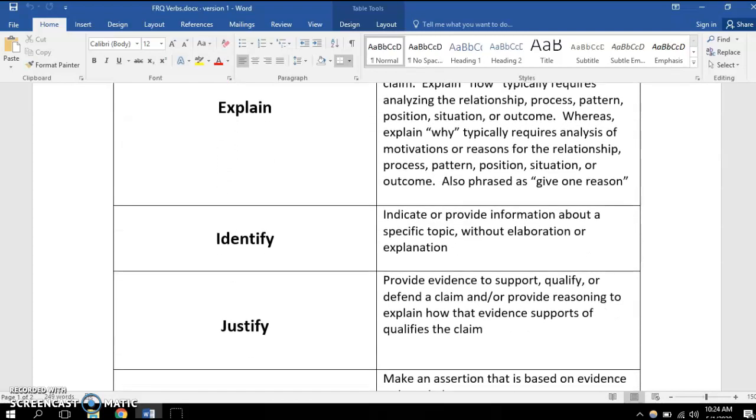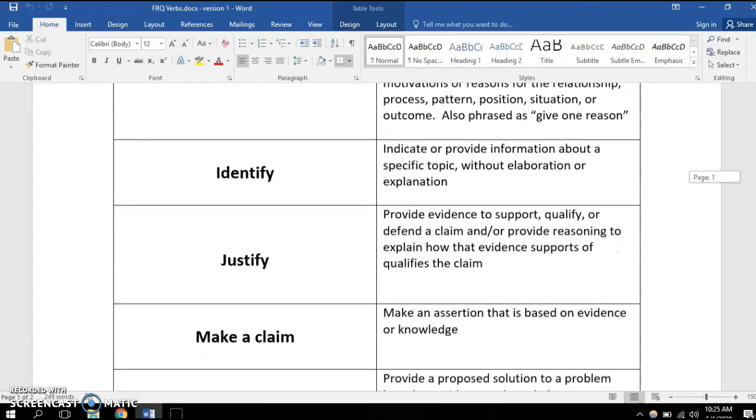Identify is the easiest task verb, okay? And that's just going to be identifying something without any type of explanation. If you are identifying something, it can be one sentence. It can be one word, okay? Short and sweet. I don't think that you're going to have anything that easy on the FRQs this year, but just in case, that's going to be the shortest answer that you give.